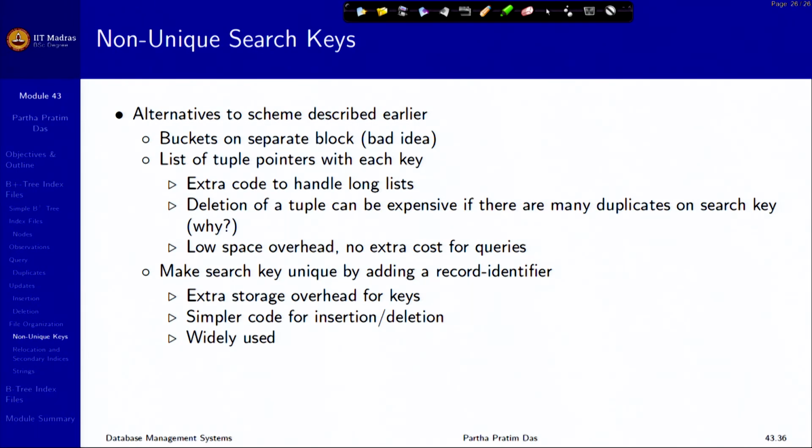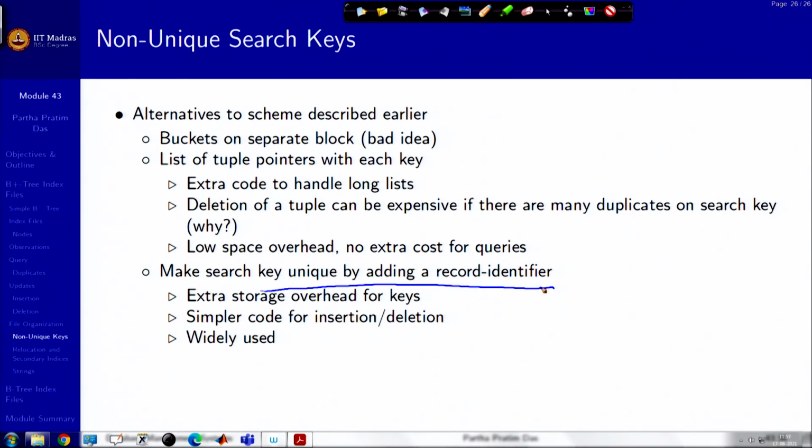So, you may have non-unique search keys, as I said, duplicates. If you have too many duplicates, then there may be difficulties in handling that. So, some people use a bucket on a separate block, which I do not think is a great idea. You can have a list of tuple pointers with each key, like hanging a kind of chain there, or you can try to forcibly make the search key unique by adding a record pointer, a record identifier. That will have the overhead of extra storage for keys, but it will make insertion and deletion coding simpler. And since these search keys are non-unique, it does not really matter which record you pull up, or possibly you are trying to pull up all the records having that key value.